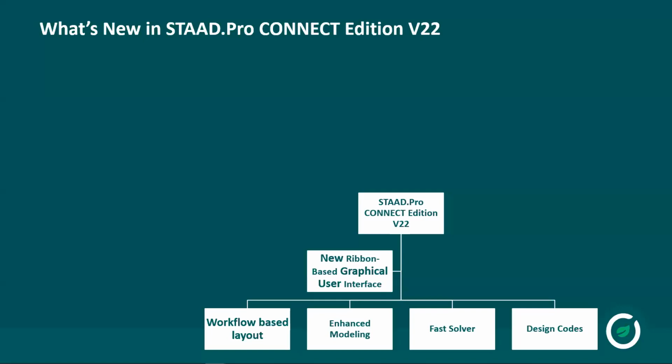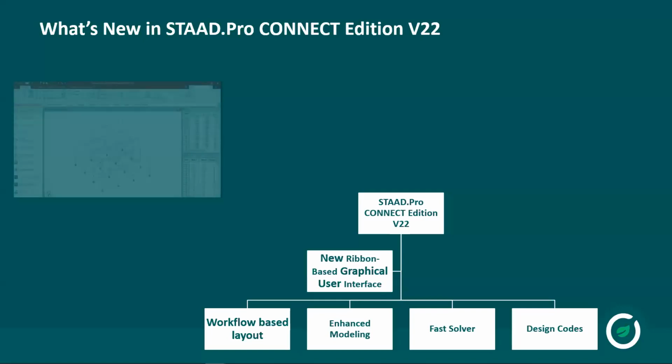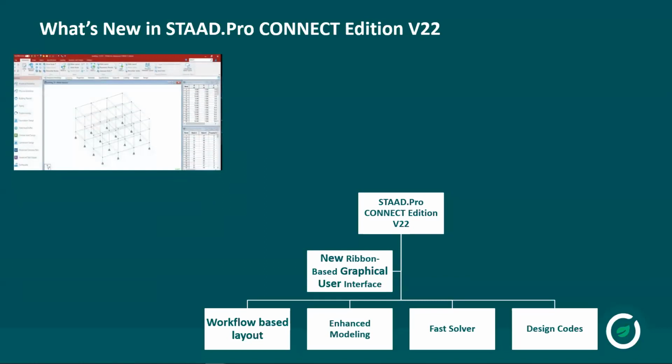So what's new in STAAD.Pro Connect Edition? First thing is the new ribbon-based graphical user interface. In Connect Edition, a new graphical user interface has been introduced. In the older version, a tool-based interface was available, right? Like all the tools were visible to our eyes, like we don't have to go to the geometry tab and find where are the tools. But in Connect Edition, all the tools are organized in a much more precise way as they should be. Now all the tools are grouped together under a specific ribbon. And how to find them, where are they located, I'll guide you through that.